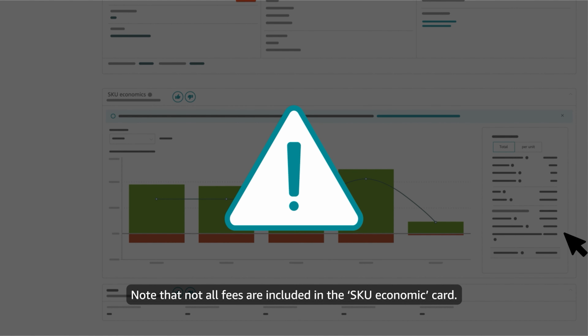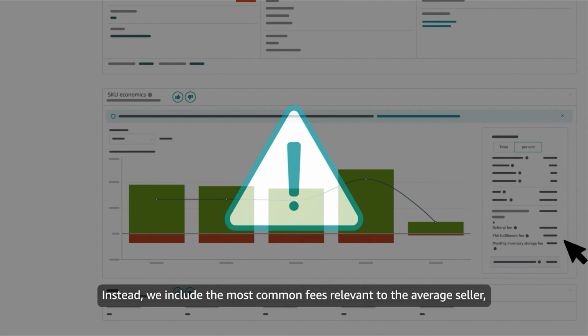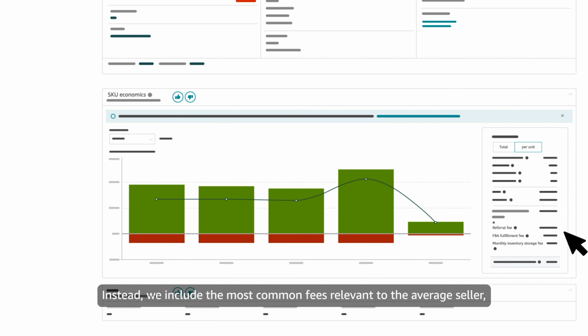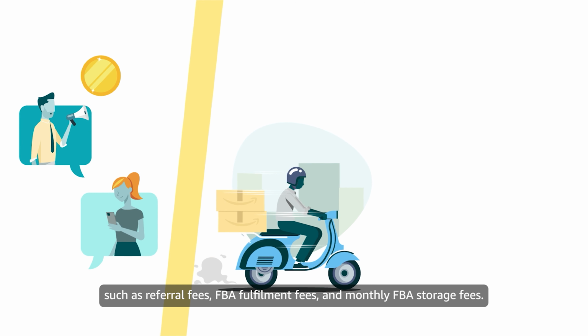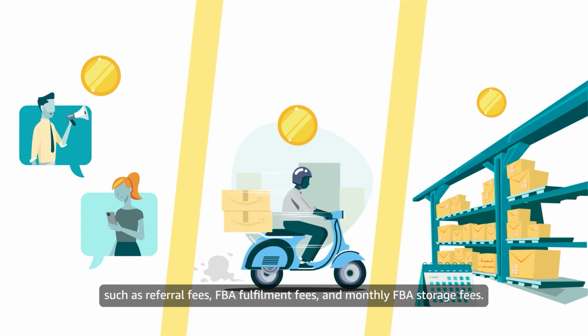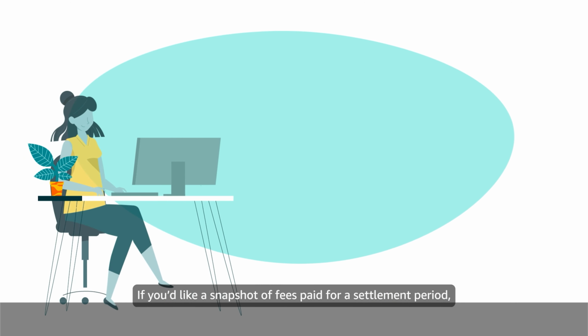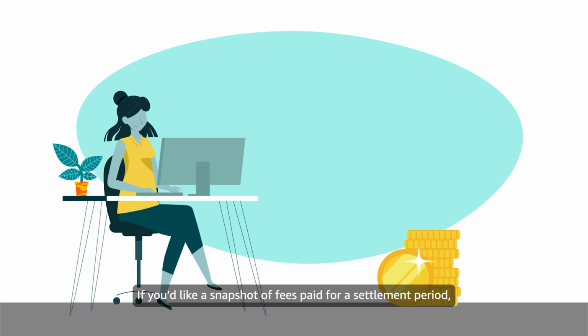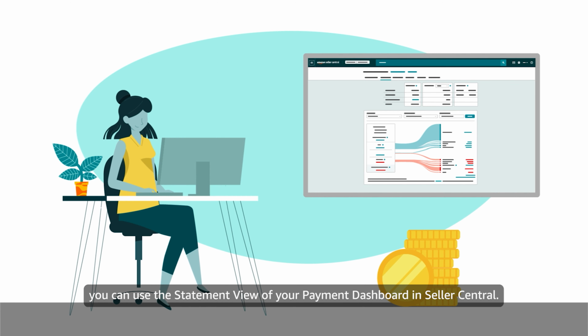Note that not all fees are included in the SKU Economic card. Instead, we include the most common fees relevant to the average seller, such as referral fees, FBA fulfillment fees, and monthly FBA storage fees. If you'd like a snapshot of fees paid for a settlement period, you can use the statement view of your payment dashboard in Seller Central.